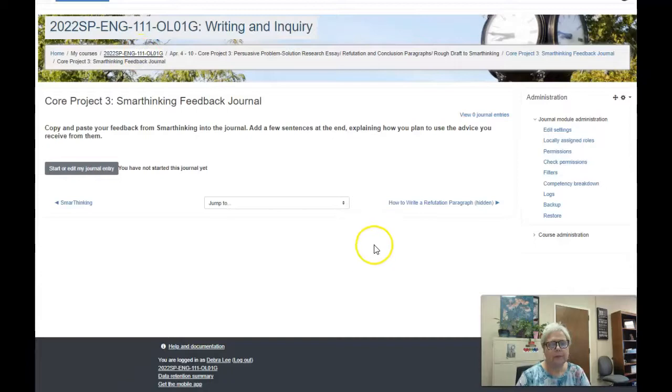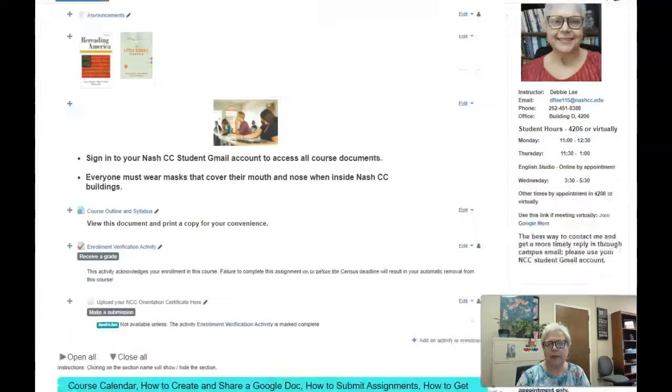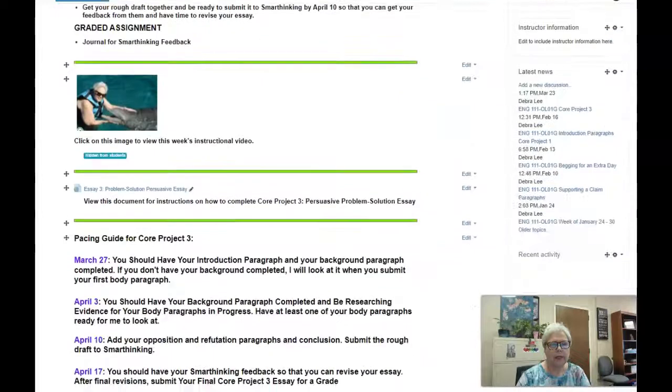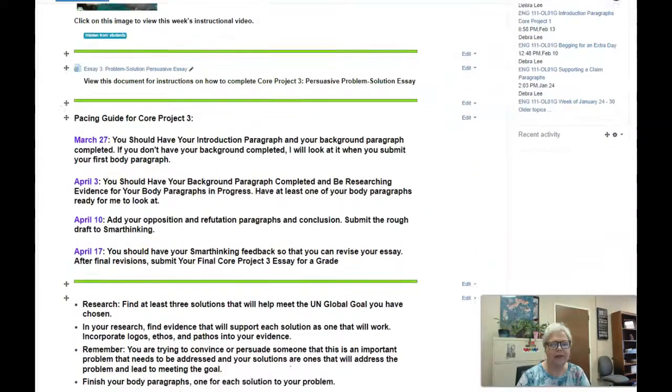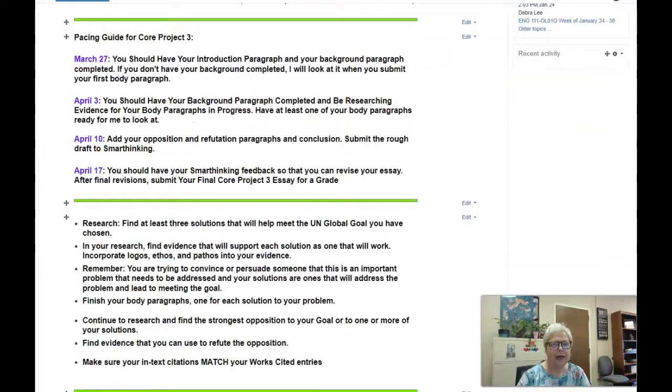On our page for this week, I put the pacing guide again so you can see. By this week, you should be able to submit your rough draft to Smart Thinking. And then, of course, by April 17th is when we're going to turn it in. So next week, we'll have some time to revise before you turn your final document in on the 17th, right before we go on spring break.